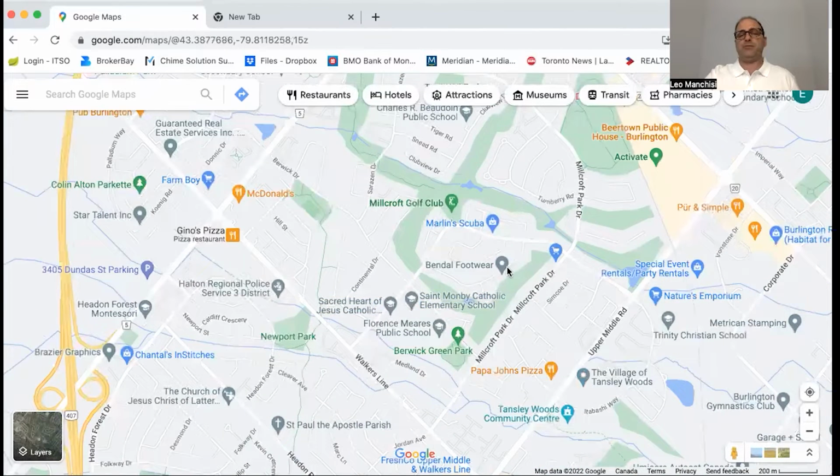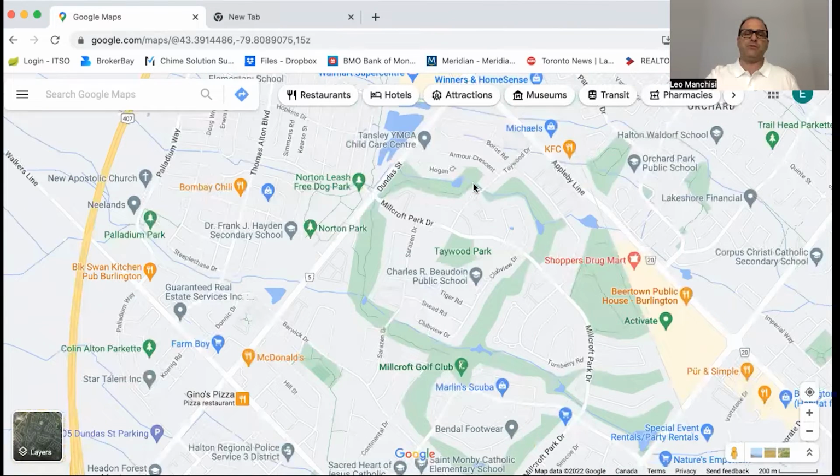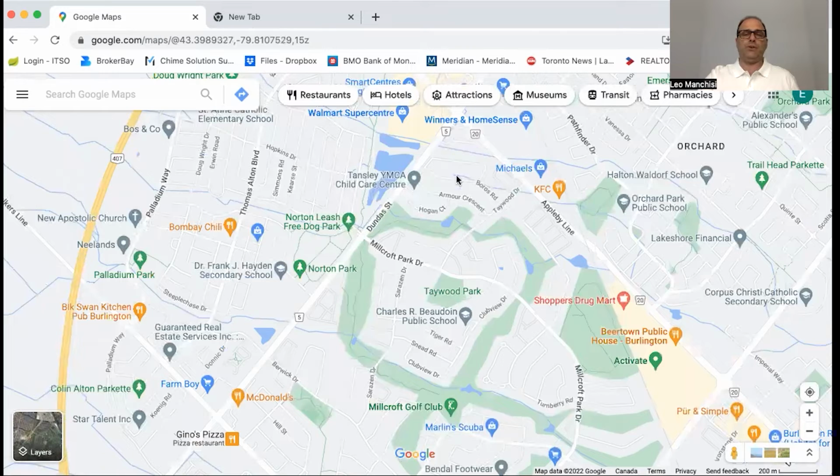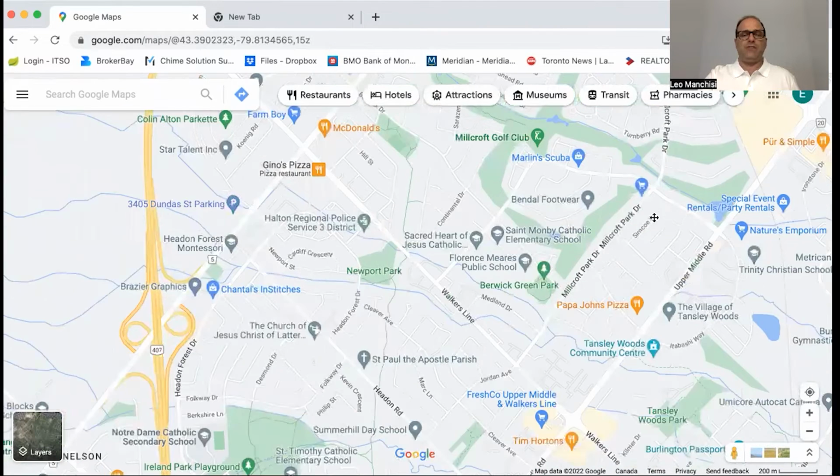Restaurants, we spoke about Beer Town. There's a number of restaurants in the Millcroft Plaza, along with an LCBO and a beer store. Metro is here and everything like that. And then there's a few establishments right up here on the northeast side of the neighborhood, a Sunset Grill and Starbucks and things like that. All right. On that note, let's move over to Headon Forest.